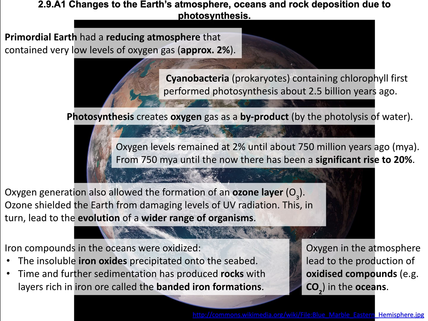As they were able to do photosynthesis, this created oxygen gas as a byproduct, and it started to be released into the atmosphere. Oxygen levels remained at about 2% until about 750 million years ago. And then from that point on, we saw a significant rise to what we know today, which is 20%. So we believe these little guys, cyanobacteria, were the first ones to start putting oxygen in the atmosphere.